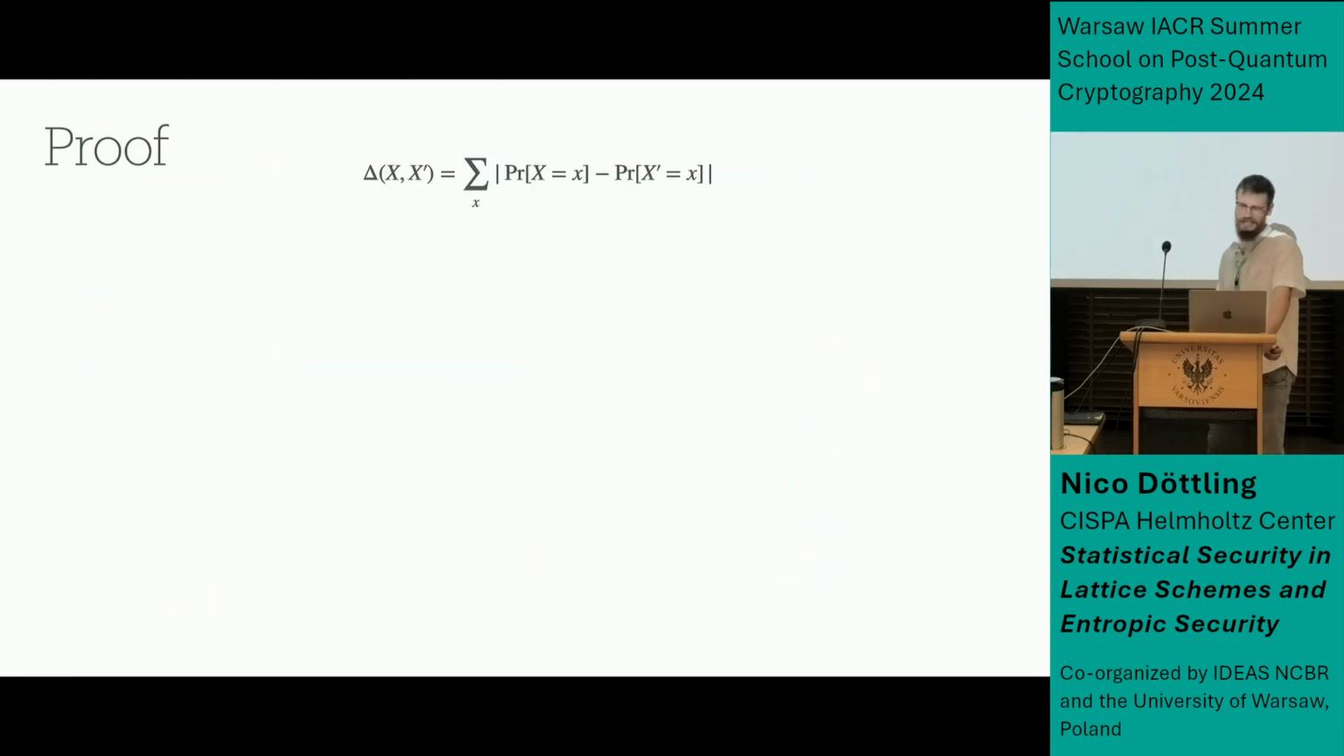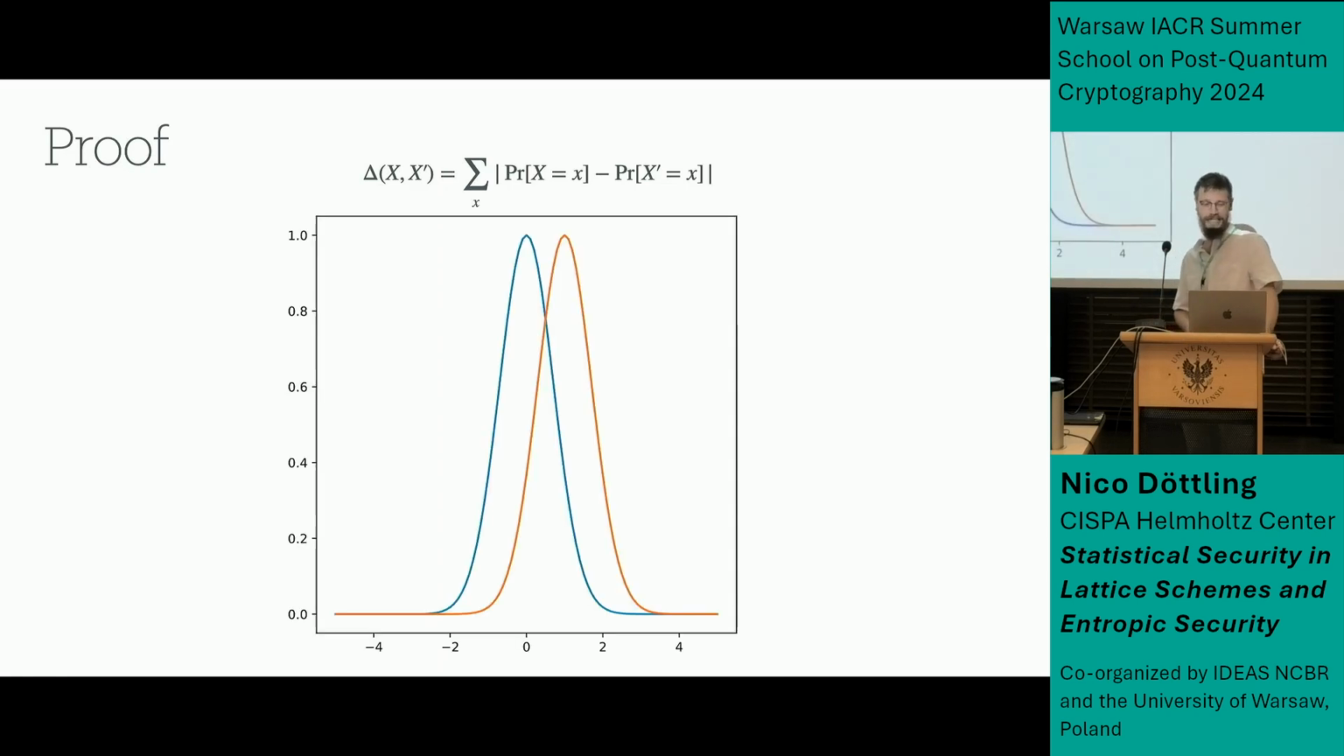So quickly, the statistical distance between two distributions that are supported on the same domain, we've seen that already, is just the sum of the absolute values of the pointwise differences of the individual probabilities, right? So if we take ourselves a distribution, in this case a Gaussian, drawn in blue, and a slight shift of it drawn in orange, then the statistical distance corresponds essentially to the area in between these two curves.